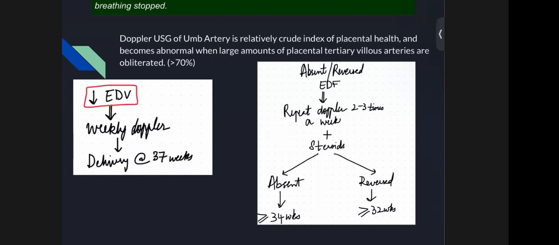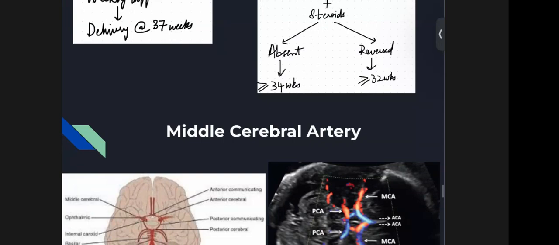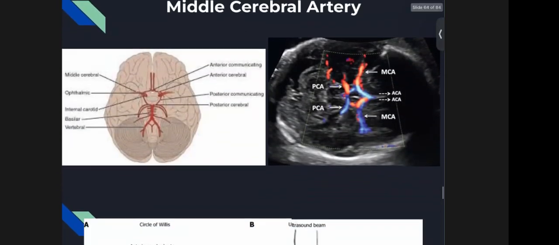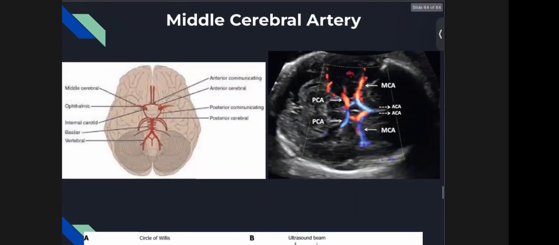So how do you treat? What is the treatment protocol? If there's a decrease in EDV, we have to advise weekly Doppler, and delivery should be done at 37 weeks. If it's absent or reverse end diastolic flow, repeat Doppler 2-3 times a week along with steroid therapy, and if you still have an absent end diastolic flow, you go for delivery beyond 34 weeks, and if it's reversed, delivery immediately after 32 weeks. So our next artery is the middle cerebral artery.